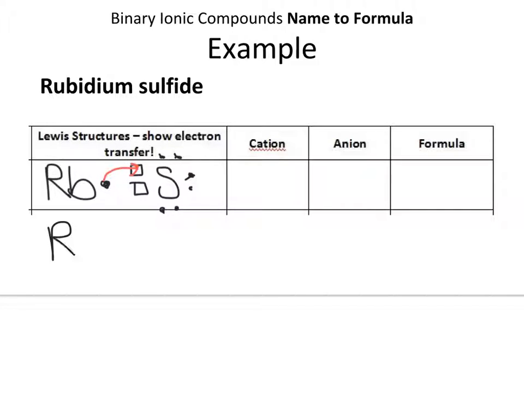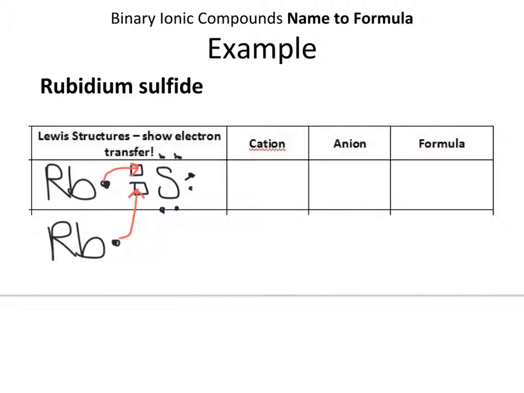If we have another rubidium atom with one valence electron, rubidium can now give that valence electron to sulfur. Both of our rubidium atoms have given away their valence electrons, and sulfur has a complete octet of 8 valence electrons. So we're done with the Lewis structure part.